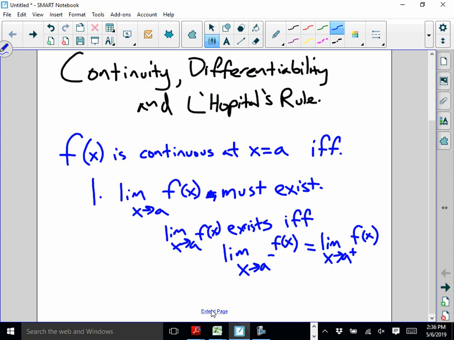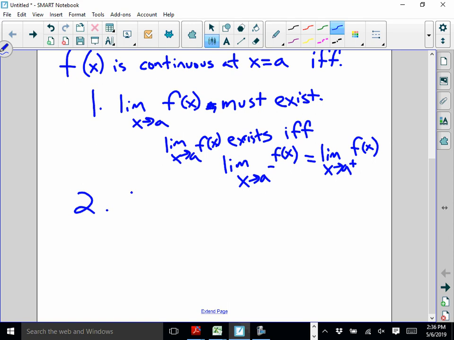So, number one, the limit must exist. Now, if a limit exists, that doesn't mean the function's continuous. It just passes step 1 of our 3-step process. Step 2: f of a must be defined. So f of a must be defined. When I plug a into our function f of x, I must get a number out.